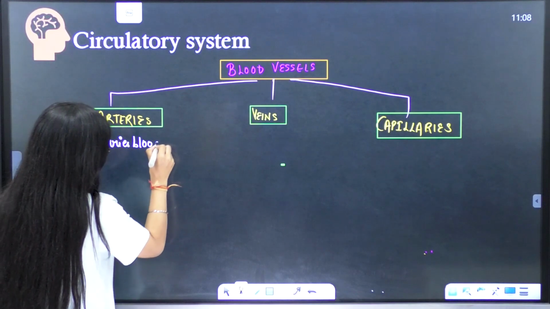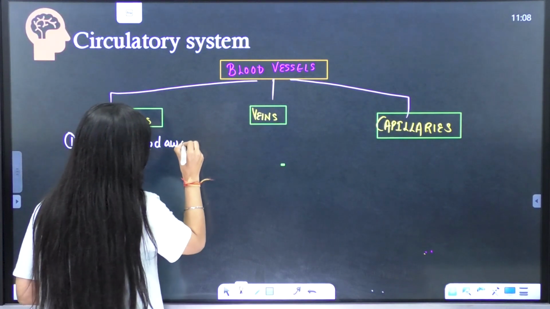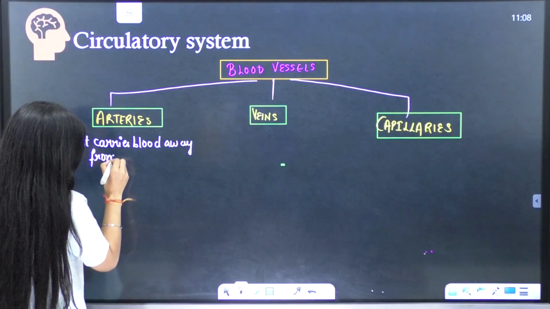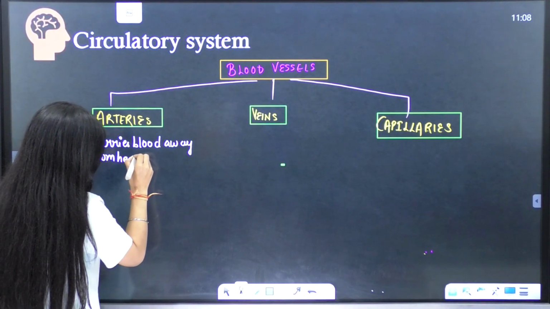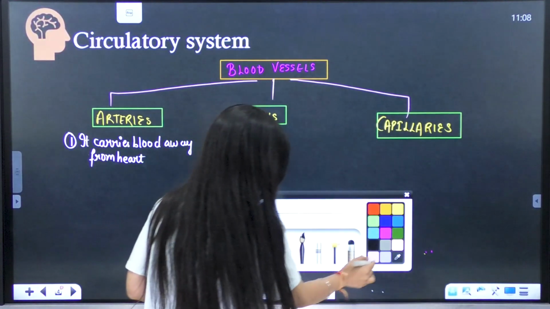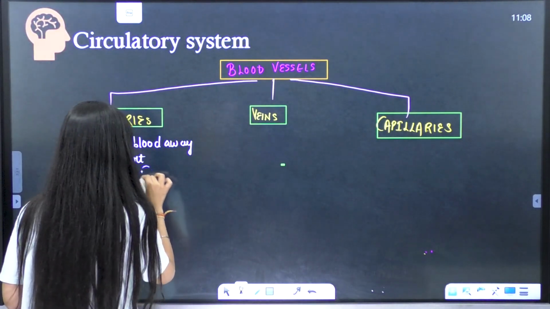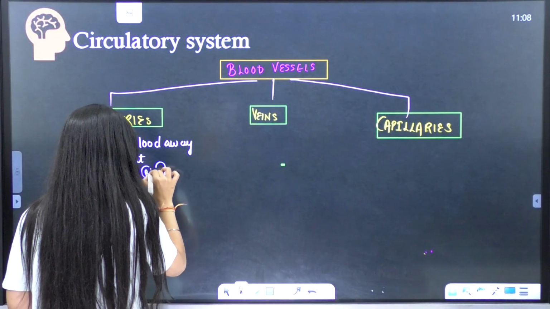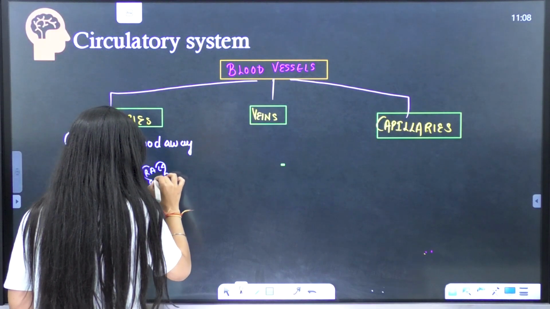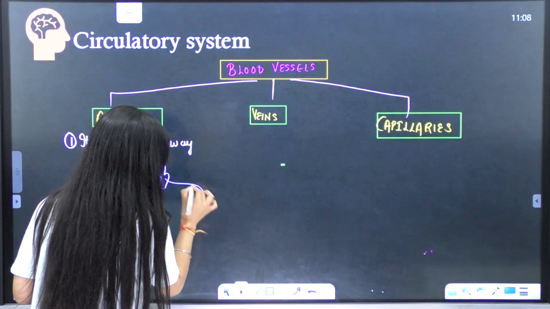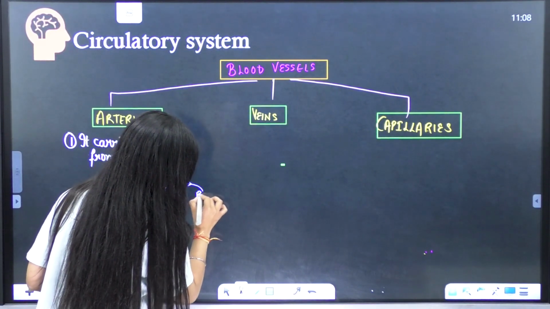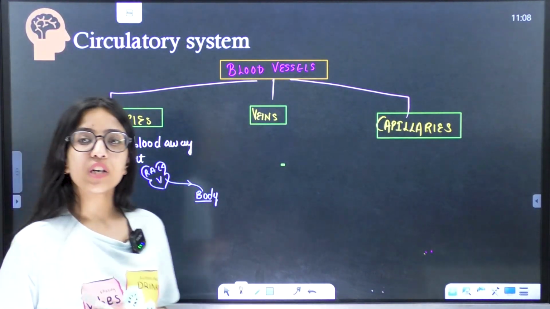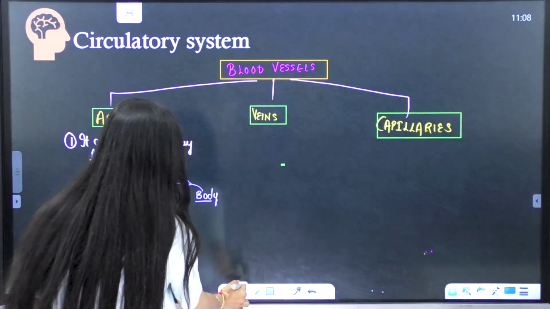So the first point in arteries, ma'am, it carries blood away from heart. This is heart of frog, right atrium, left atrium and a single ventricle. It carry blood away from heart to body. Clear? First point clear? Okay.